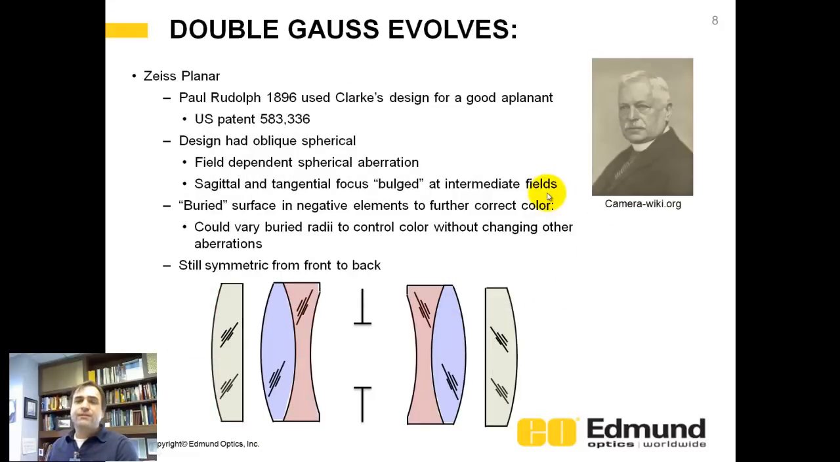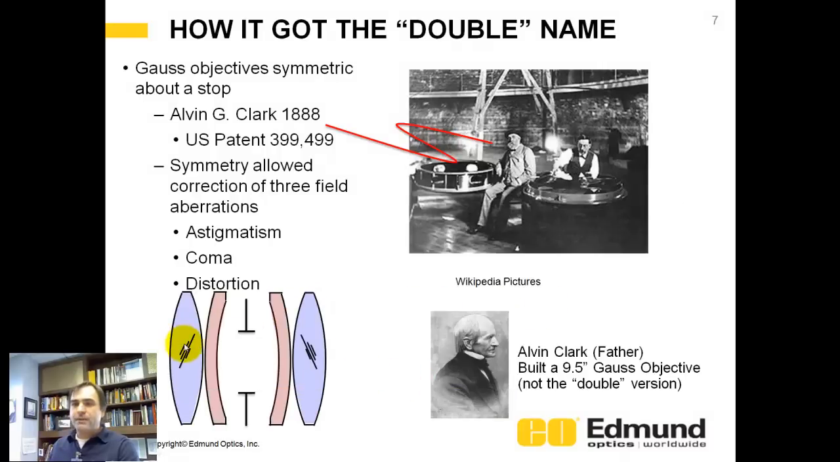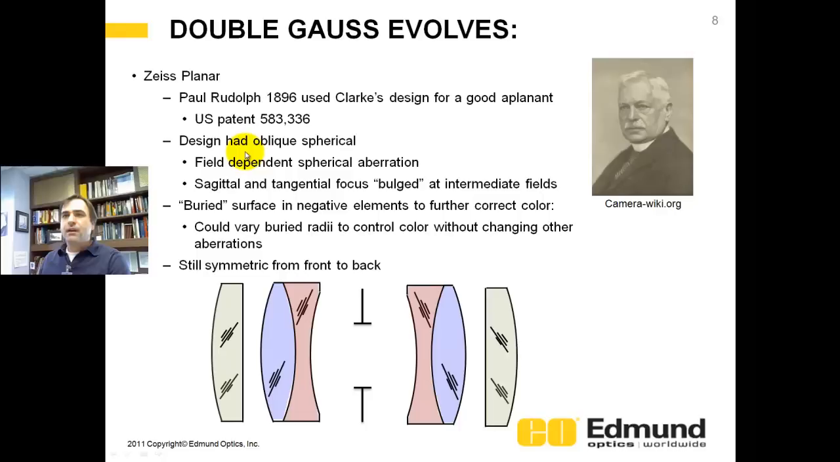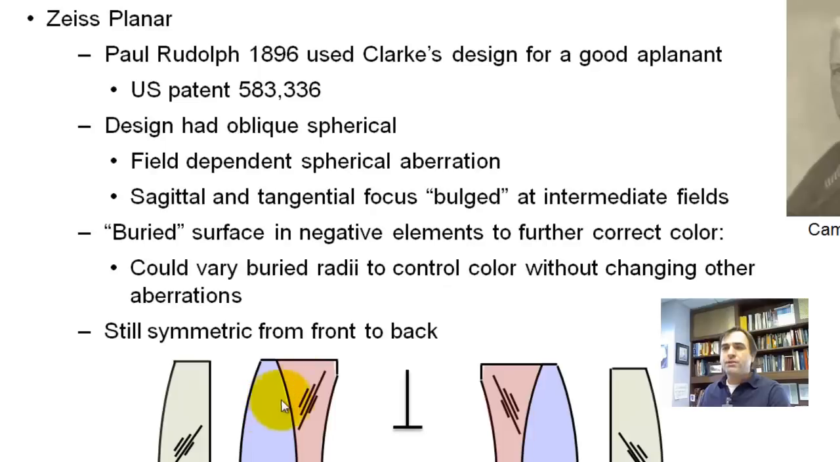So how did this evolve further? Again, this is 4 elements: crown, flint, flint, crown, symmetric about an aperture stop. Paul Rudolph took the next step, and in 1896 he wanted a good aplanat, meaning a good lens that had low spherical aberration. What he did was he split this second element into 2 components, and he had a buried surface in here, and he found that if he varied this inside radius or curvature, he could change color without drastically affecting the other aberrations, and it's still symmetric from front to back.